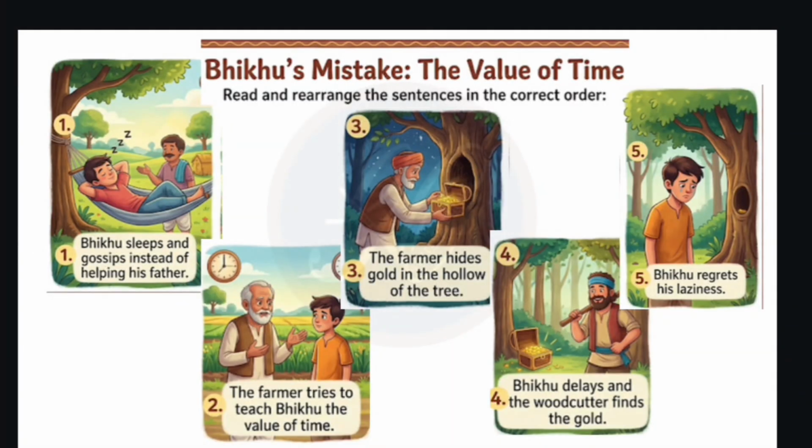The second question says, rearrange the following sentences in correct sequence. So as per the story, the first sentence is, Biku sleeps and gossips instead of helping his father. Second, the farmer tries to teach Biku the value of time. Third, the farmer hides gold in the hollow of the tree. Fourth, Biku delays and the woodcutter finds the gold. Fifth, Biku regrets his laziness.